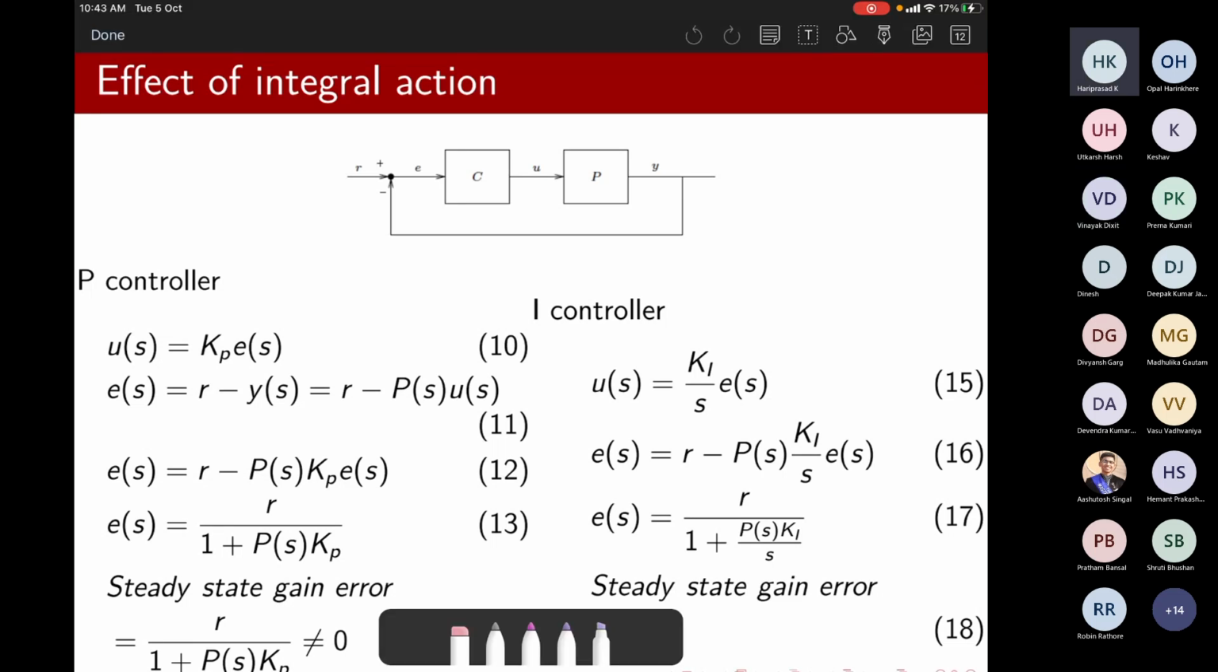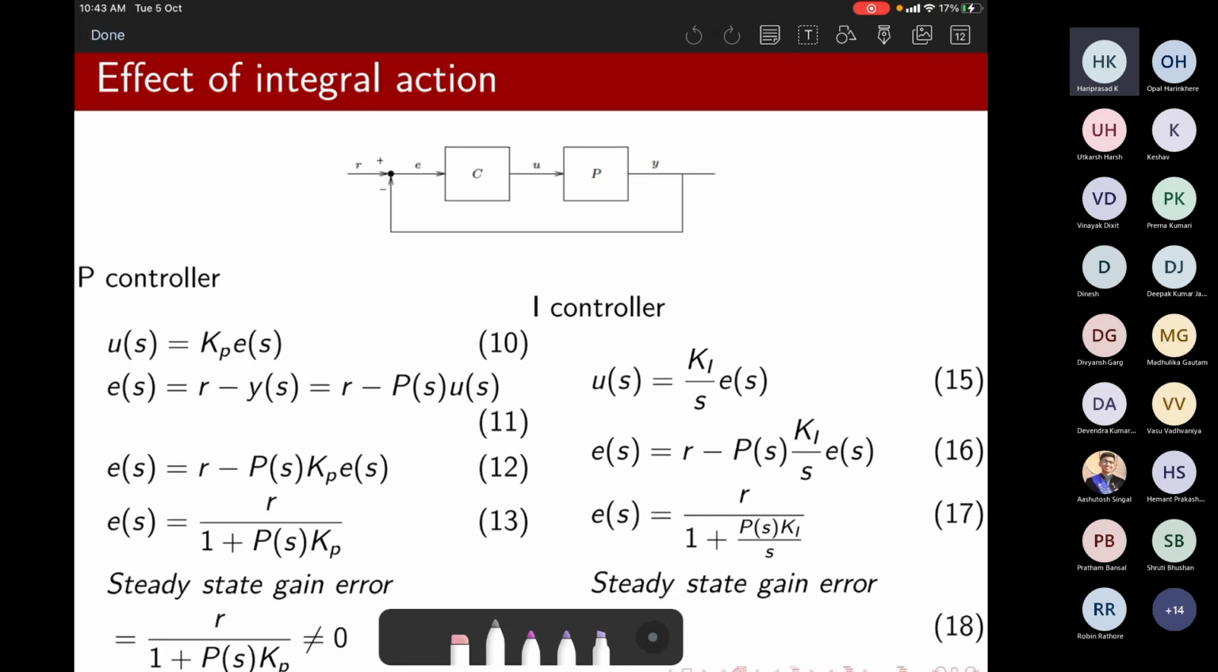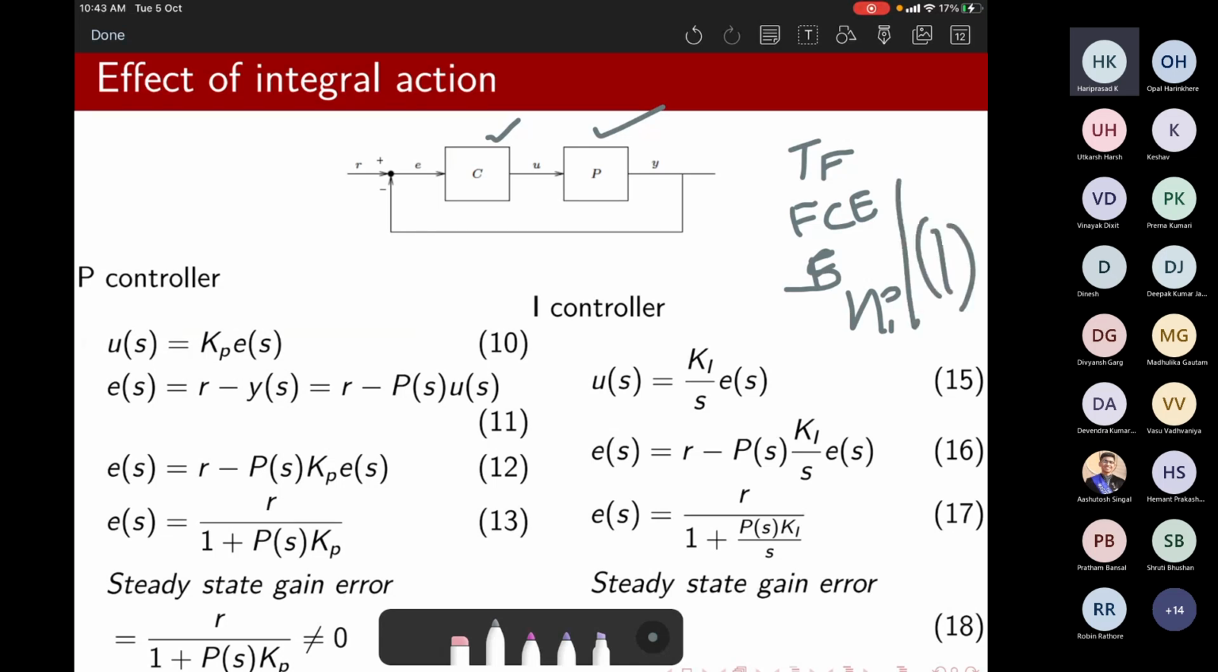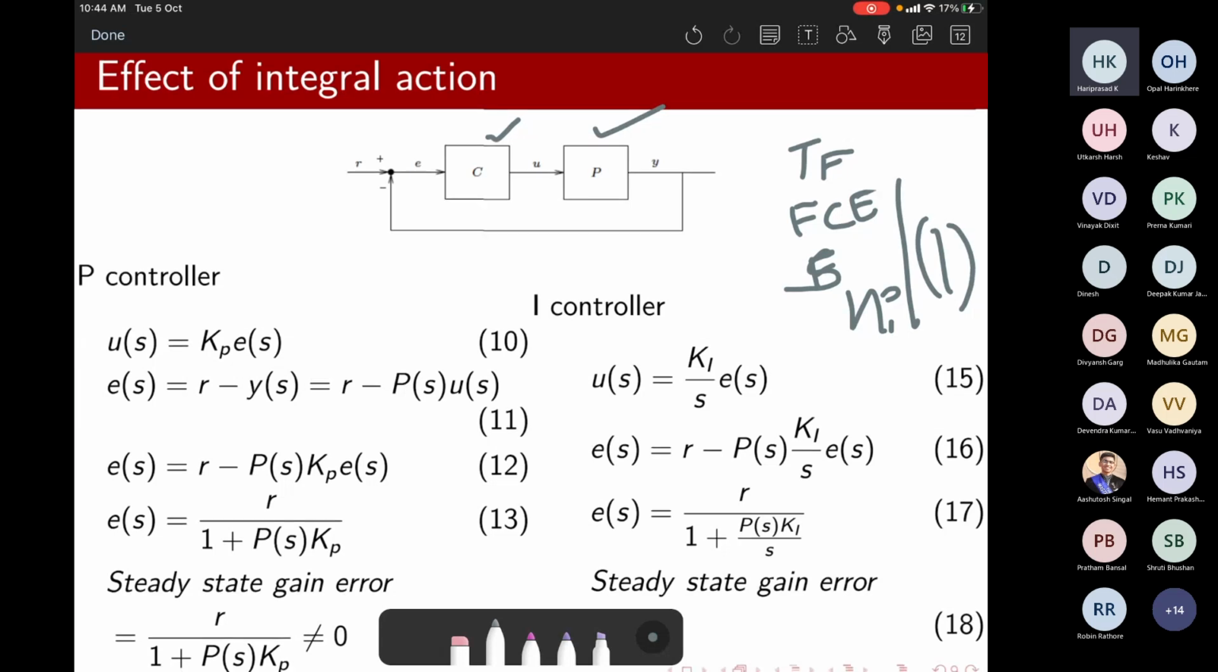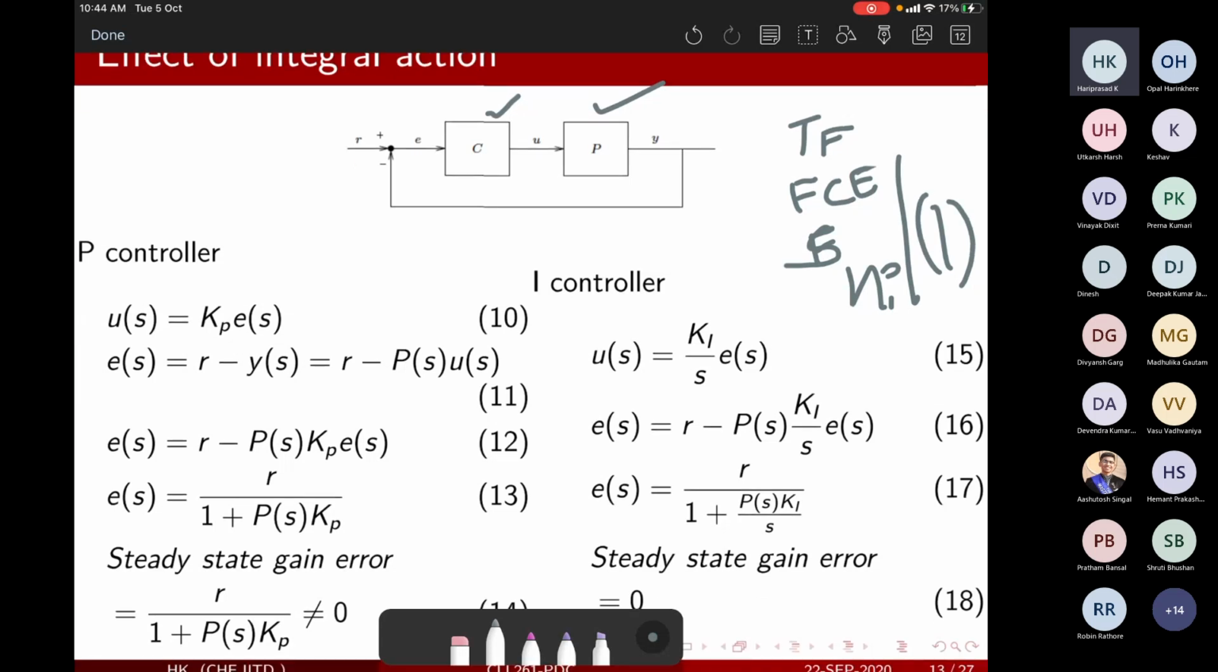Perfect. So let's look at a simple case. You have a controller which is marked by C and a process marked by P. Assume all the transfer functions related to the final control element and sensor are unity, just for simplicity. We are only looking at two key variables, C and P, controller and process.